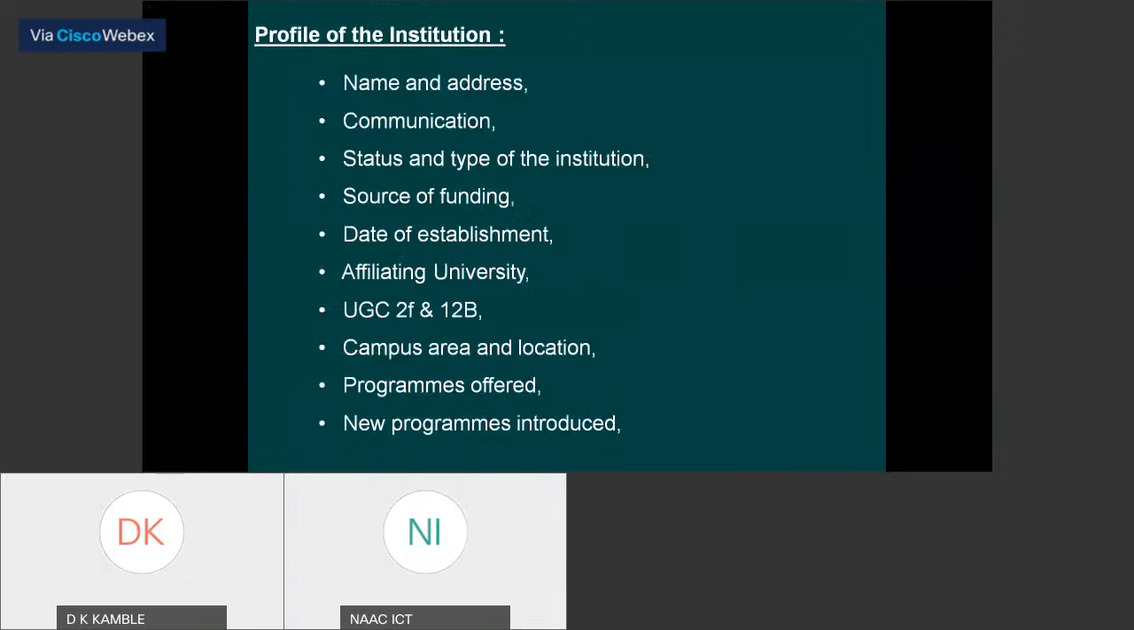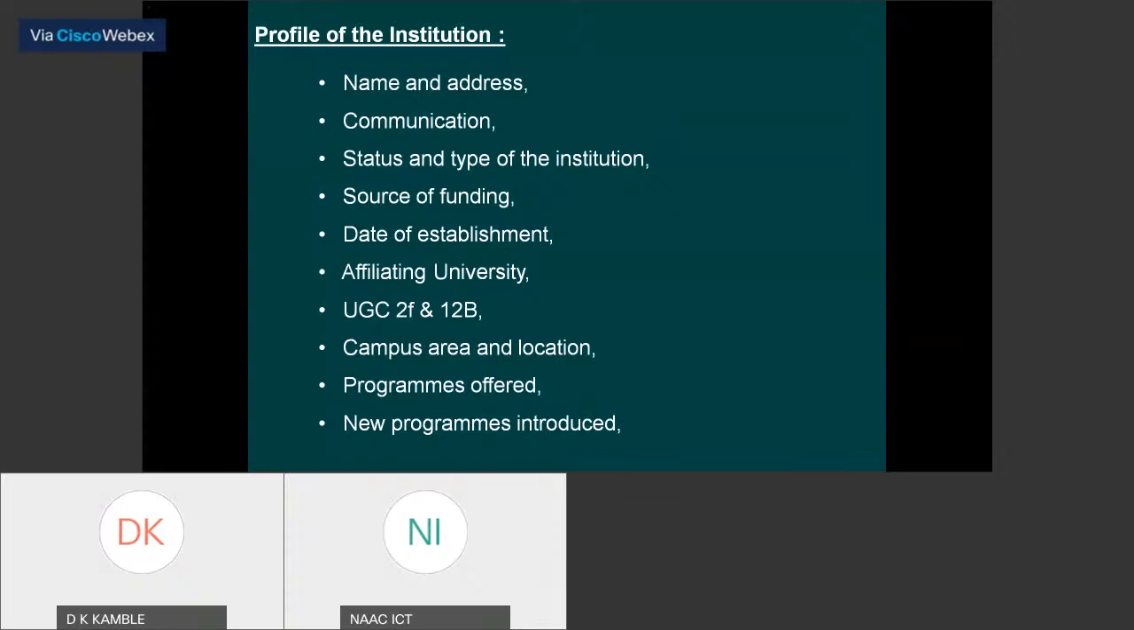After that, in the preparation of the SSR, the profile of the institution is also very important. The profile of the institution is nothing but the basic information of the institution that is available in the institution. What is the basic information? Simply, the name and address of the institution, communications, and the status or type of the institution, whether your institution is co-education or education, government, aided, private, whatever, and the source of funding.